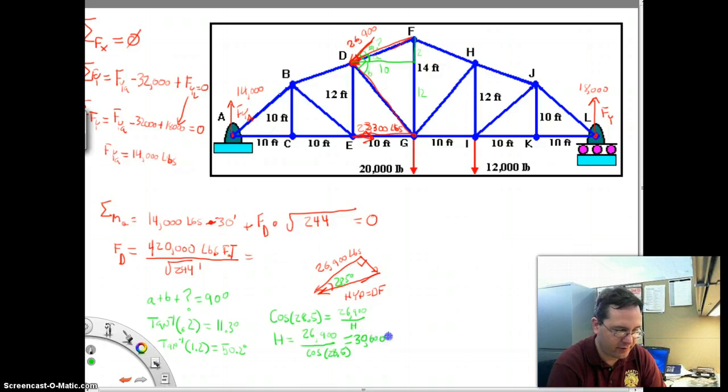Now, if I look at point DF, imagine I cut DF. What would happen? Well, this whole thing would kind of fold up about point G, right? Point D would move to the right, point F would move to the left, and that tells me that this is in compression.